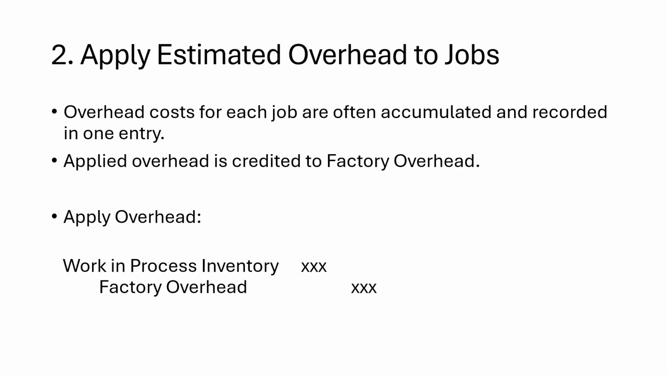Overhead costs for each job are often accumulated and recorded in one entry. Applied overhead is credited to factory overhead. So the journal entry is to debit work in process inventory, just like we have with direct materials and direct labor. So debit work in process inventory and then credit factory overhead.